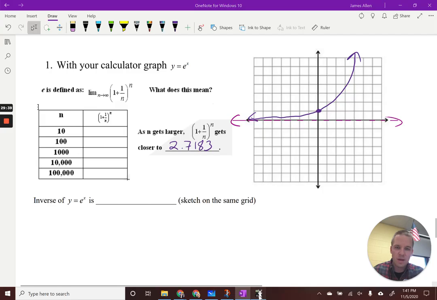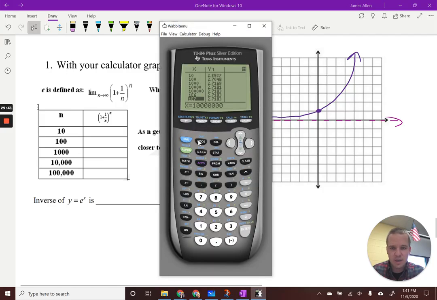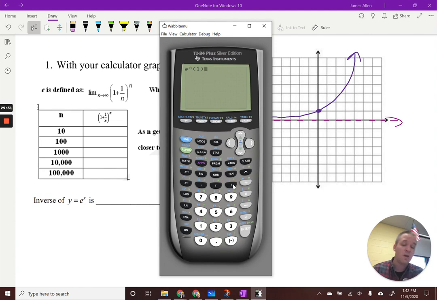I'm going to pop this calculator back up here, and check this out. Ready? Second, quit. If I do e to the first, anything to the first power is itself. 2 to the first is 2, 3 to the first is 3, 4 to the first is 4.